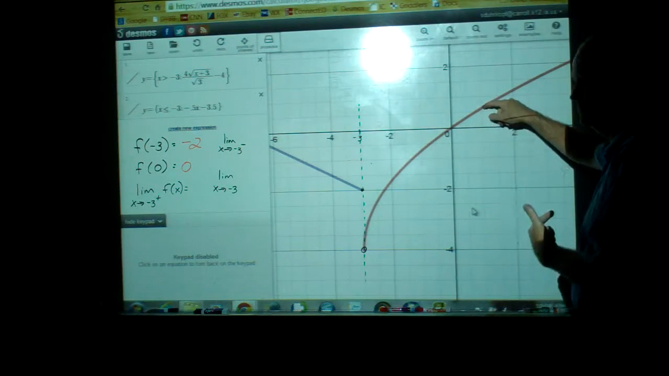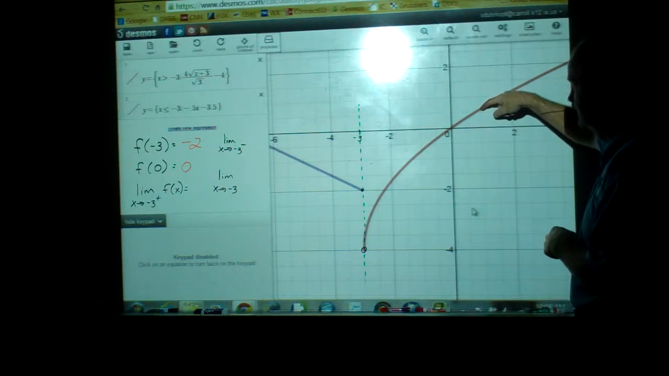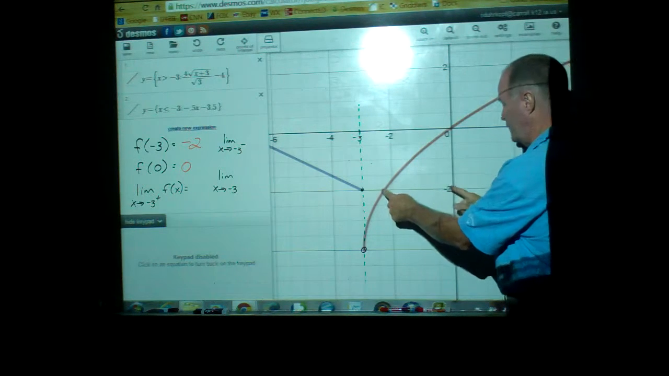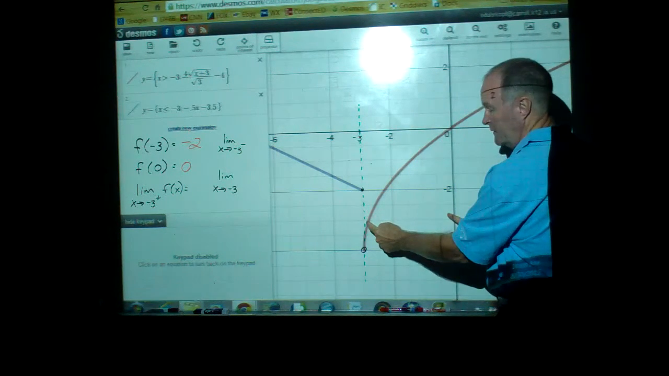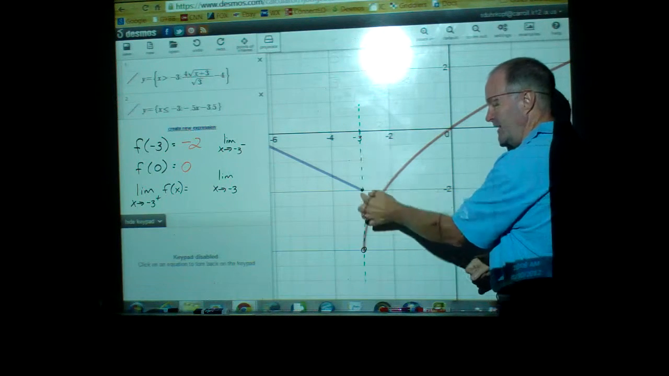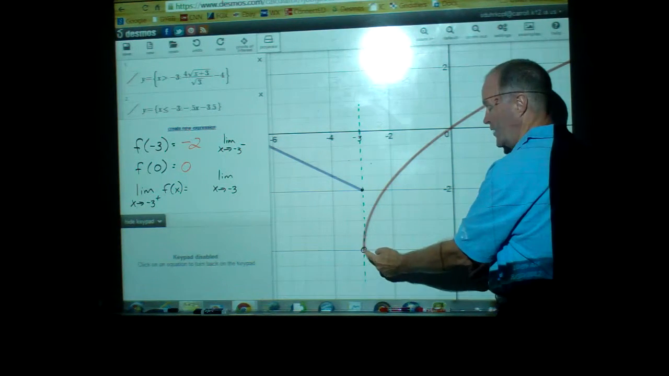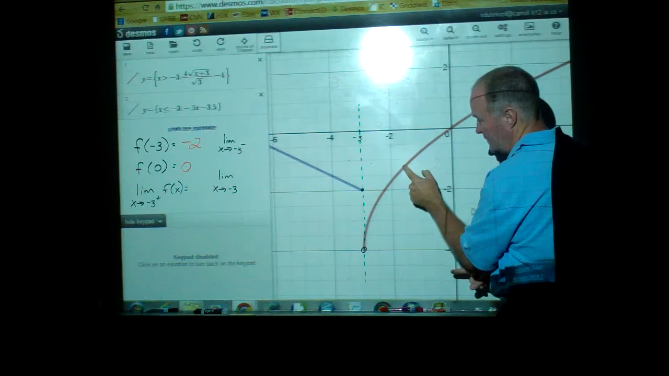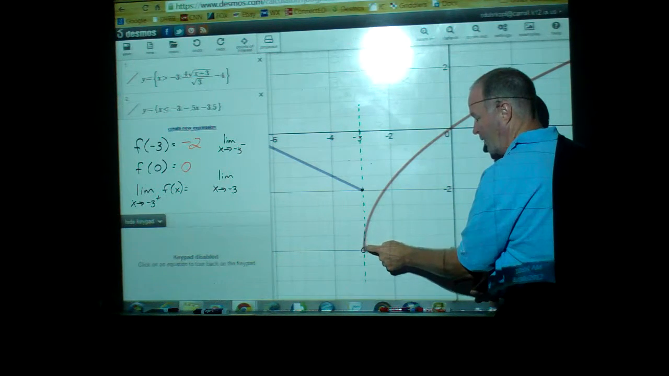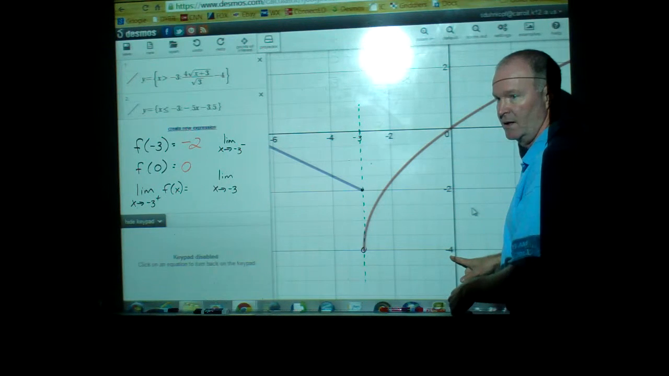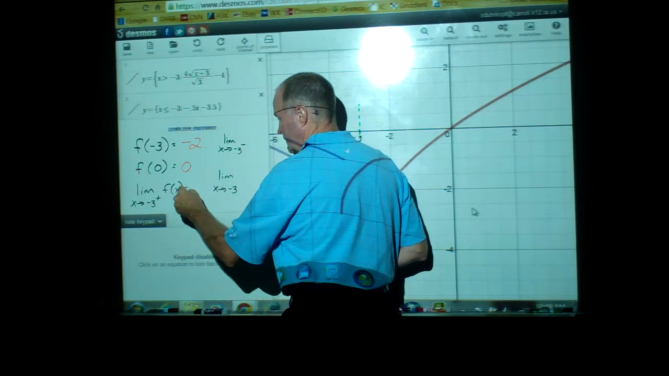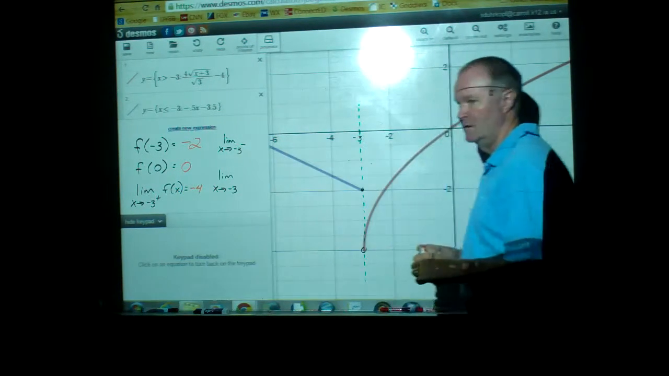And I ride the curve towards the green line. As I ride the curve towards the green line, my y value is changing. As I get there, I'm never going to get there. I'm going to approach it because that's an open dot. What's the y value at the end? -4. So as I'm coming in from the right on the train, my y value will go to -4. So the limit as x approaches -3 from the right is a y value of -4.